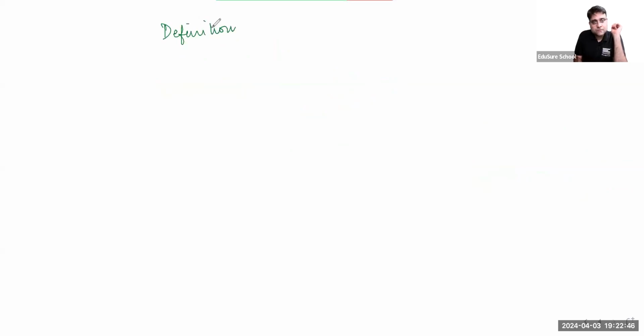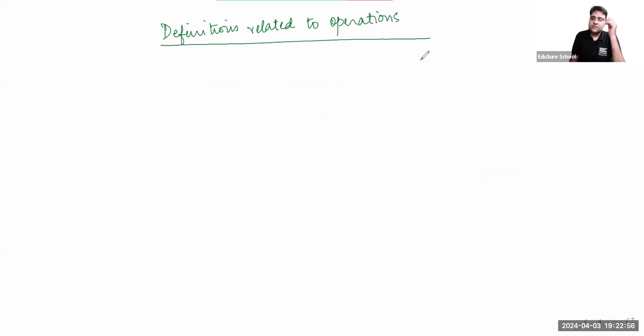Definitions related to operations on set. So we have seen intersection, union, complement, difference. We have seen all that. So now is a good time to go into definitions related to these operations.